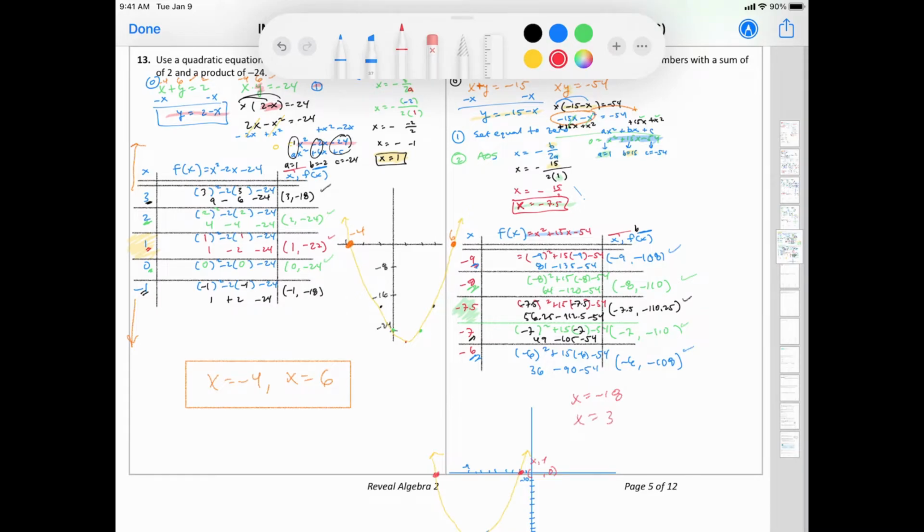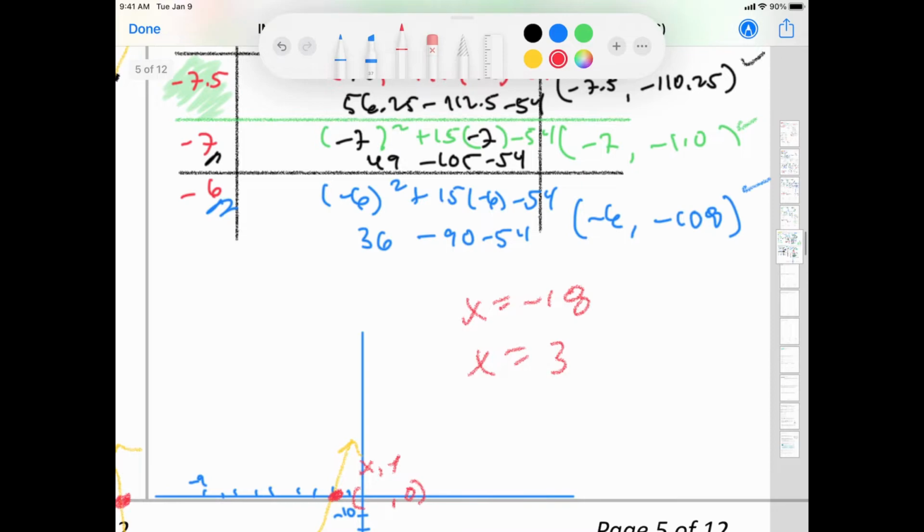Does that make sense? If you add those two values together, you will get negative 15. And if you multiply those together, you'll get negative 54. So those are our two solutions for those two problems.